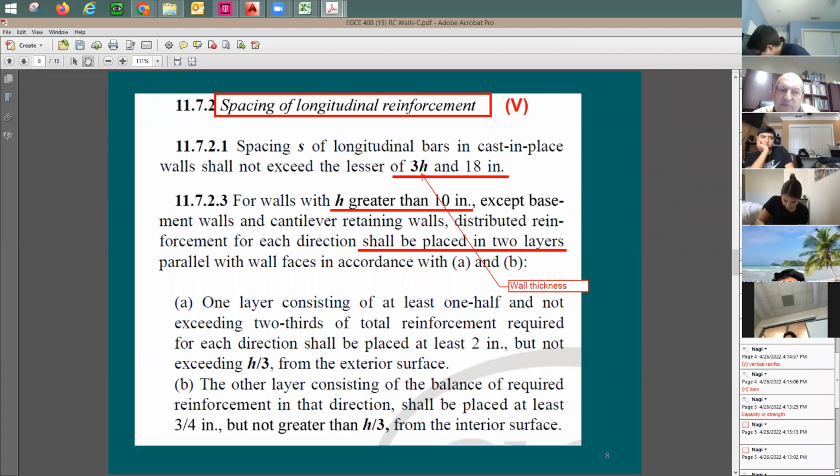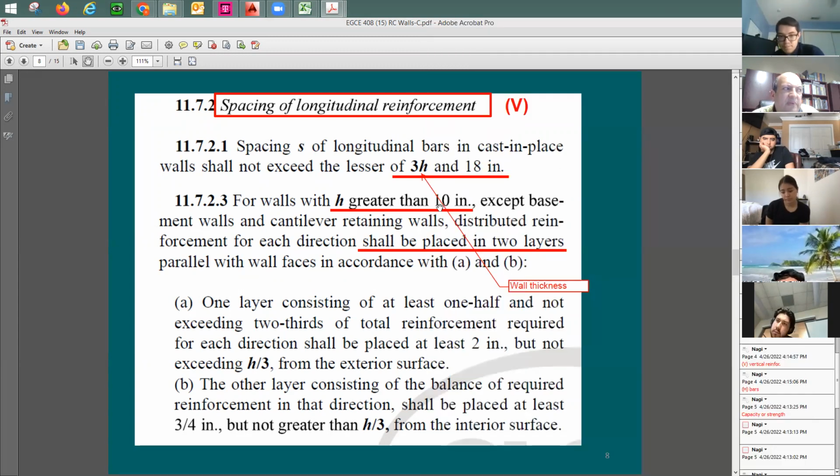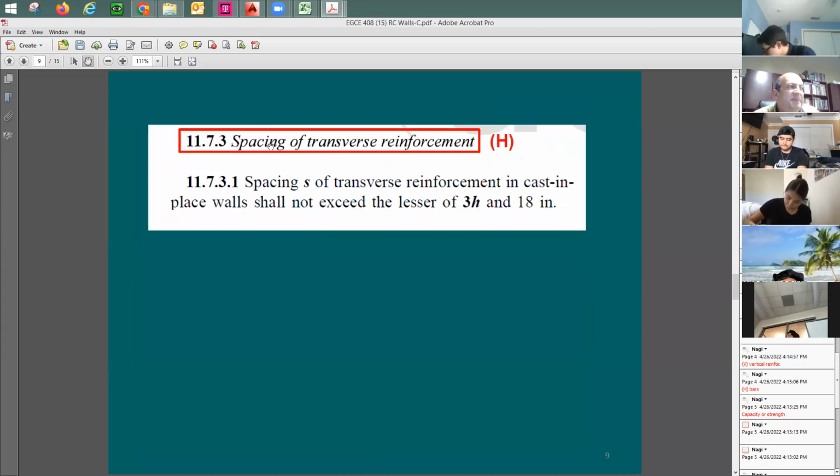Is it necessary that for 8 inch I need to have 2 layers? I'm going to say no, but I needed it here in my design. Different issue. But once you go to 10 inch and greater, you need to put 2 layers. It says here greater than 10 inch, but in general, once you go to 10 inch, you just put 2 layers. About the spacing for horizontal reinforcing, it's giving the same thing, 3 inch and 18 inches. So spacing horizontal and vertical is almost the same.